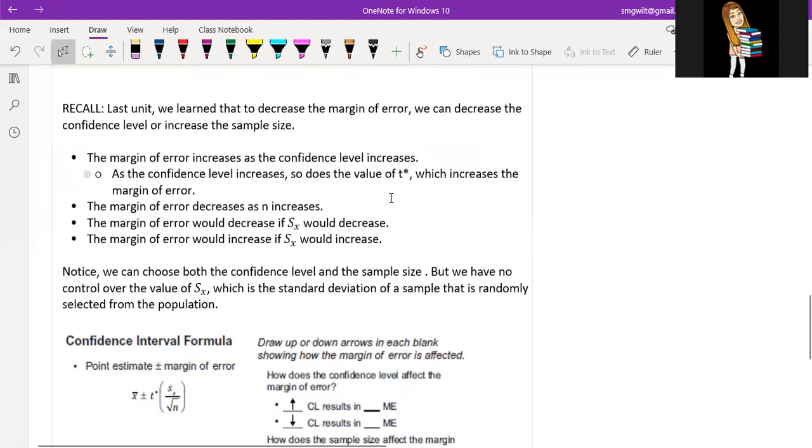The last piece of this is talking about something that we addressed last unit, which is how to decrease the margin of error. So we can decrease the margin of error by decreasing the confidence level or increasing the sample size. So this is still true in terms of a t-distribution. As the confidence level increases, so does the value of t star, which increases the margin of error. Okay, so that's why that's working. The margin of error decreases as n increases. Remember, this is our sample size.